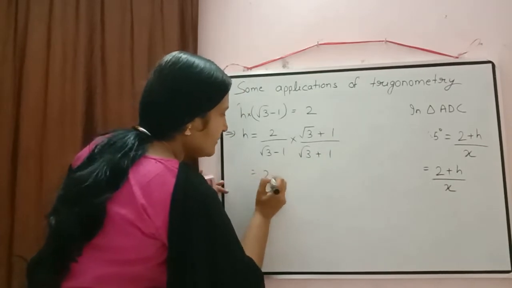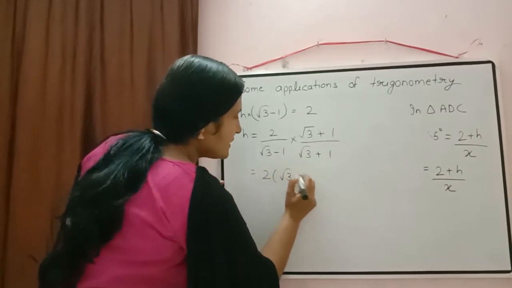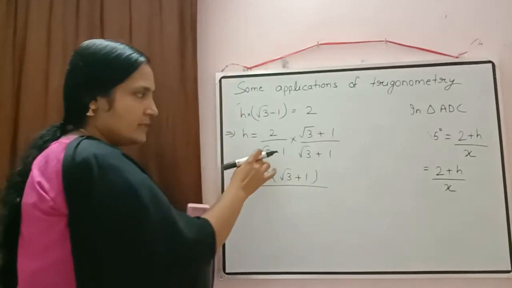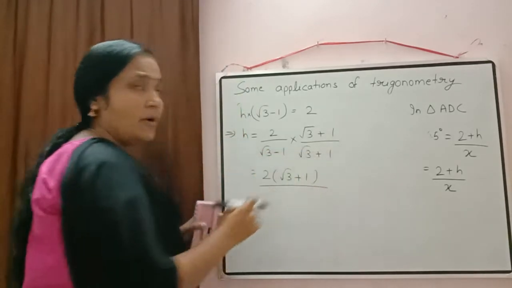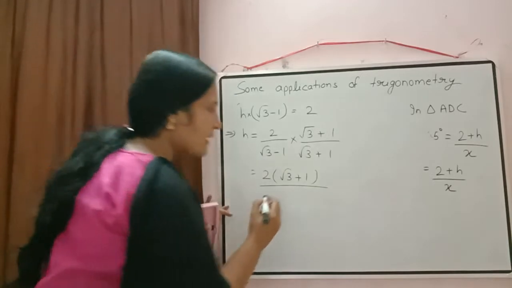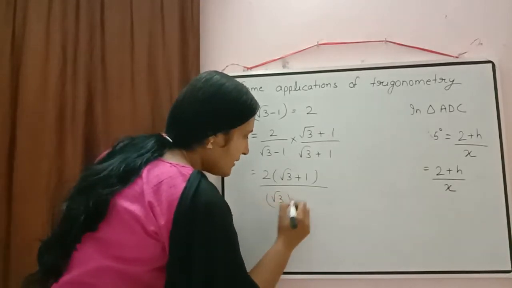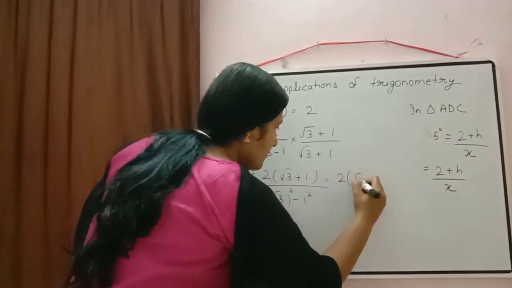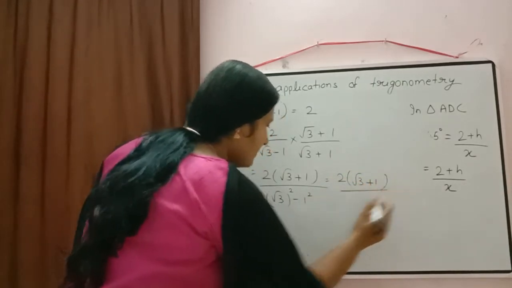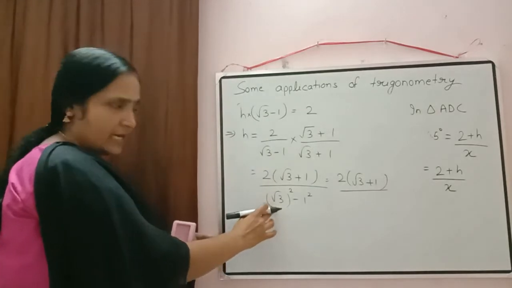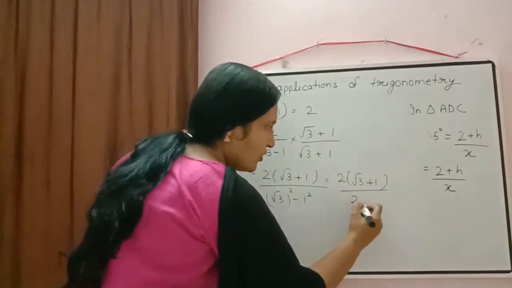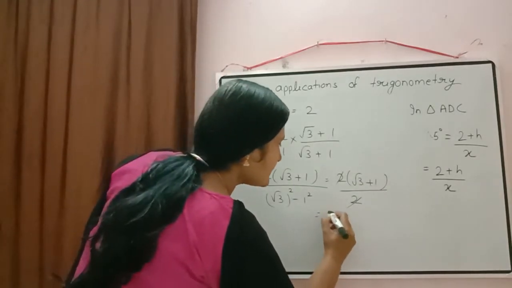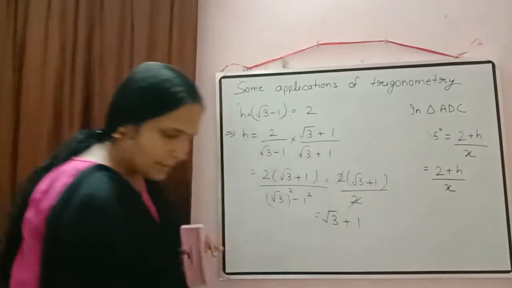So here we will get 2 into root 3 plus 1 by, here we will use the identity. It is in the form a minus b into a plus b, so that will come a square minus b square. So we will get 2 into root 3 plus 1 by root 3 square is 3, so 3 minus 1 is 2. So 2 and 2 will get cancelled. We will get the answer: height is equal to root 3 plus 1.